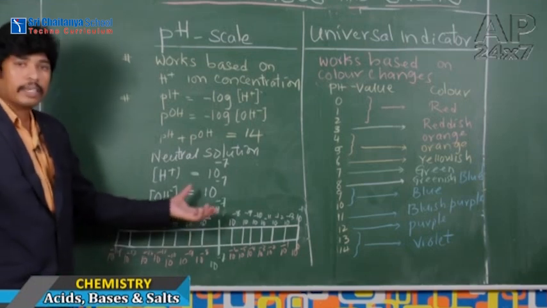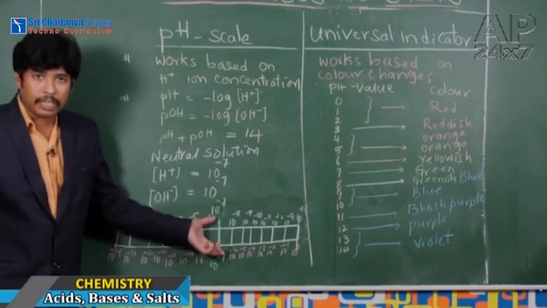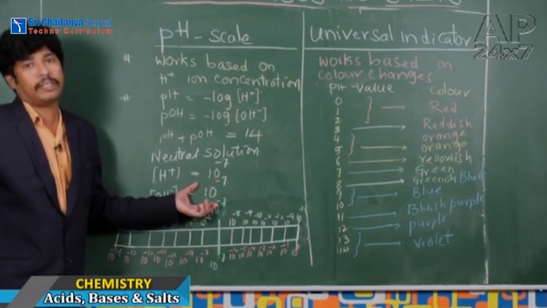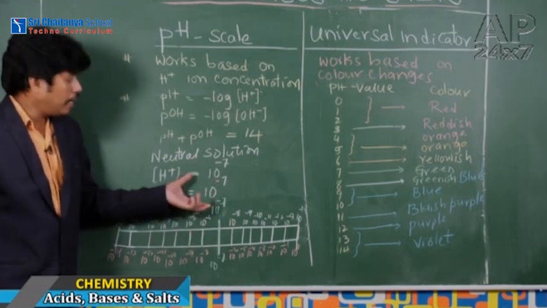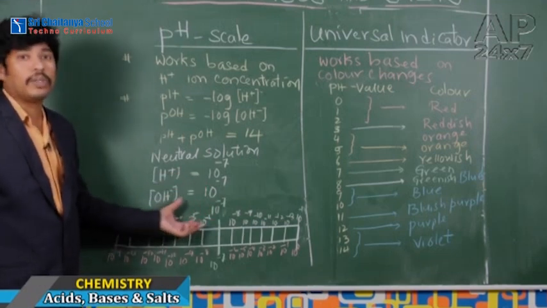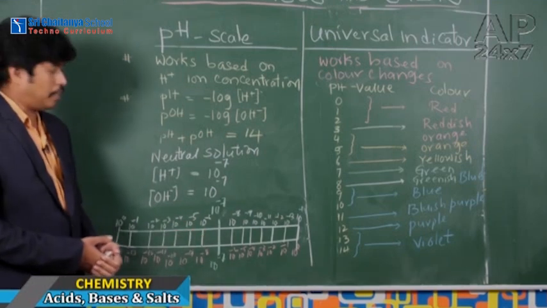So what conclusion can we derive here? Based on this variation, in case of neutral solution, the H plus ion concentration and OH minus ion concentration will be equal. Whenever these two concentrations are changed, the nature of the solution will turn into either acidic or basic nature.